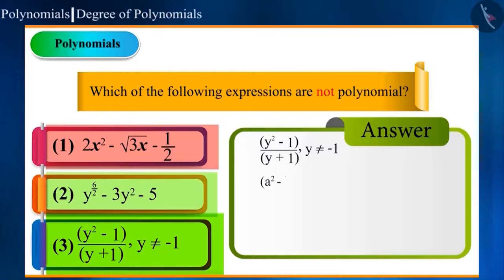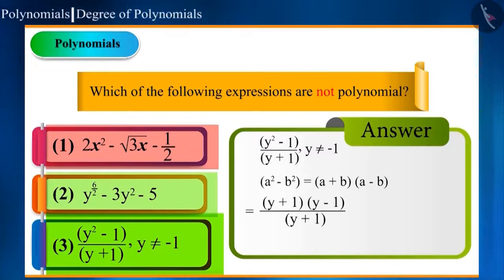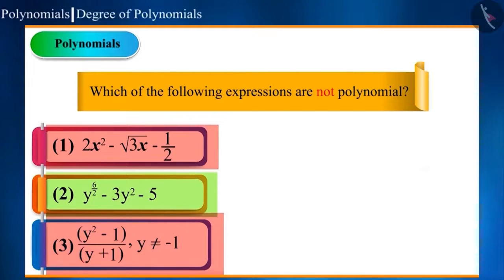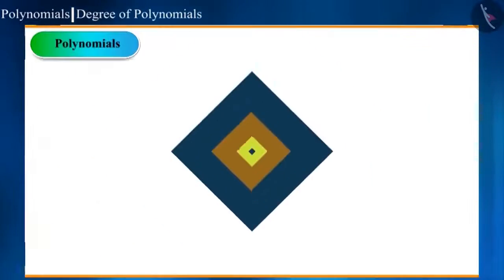a² minus b² is equal to a plus b into a minus b, the numerator can be written as y plus 1, y minus 1. This would become y minus 1 by cancelling y plus 1 from numerator and denominator. Hence, it is a linear polynomial. Friends, to recognize any polynomial, we should focus only on the powers of the variables. Let us now go to the next question.